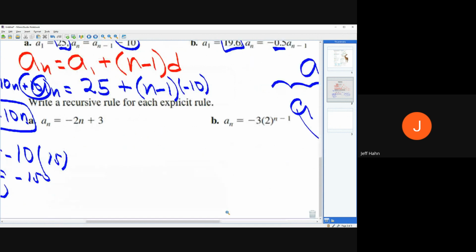Now, notice we just started with a recursive and changed it to explicit. They now want us to start with explicit and change it to recursive. Okay, can I start with the easy one first?